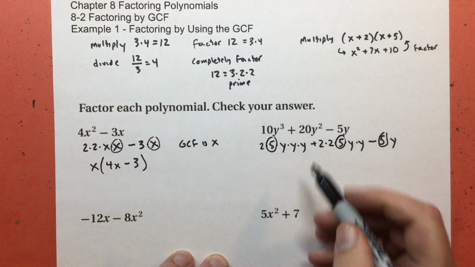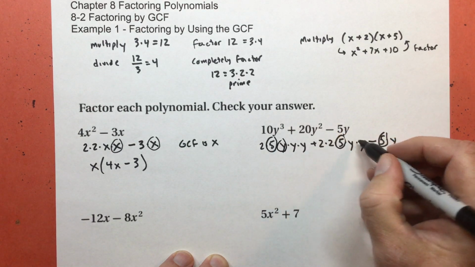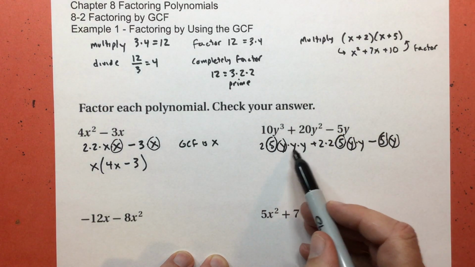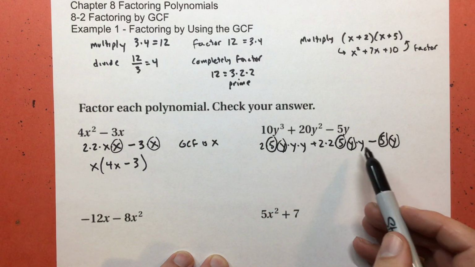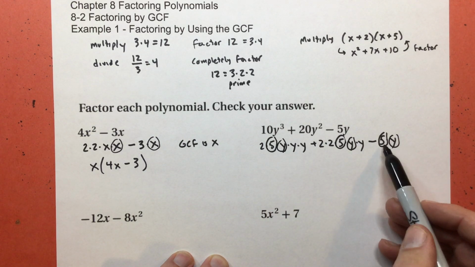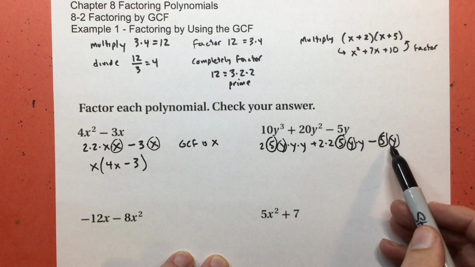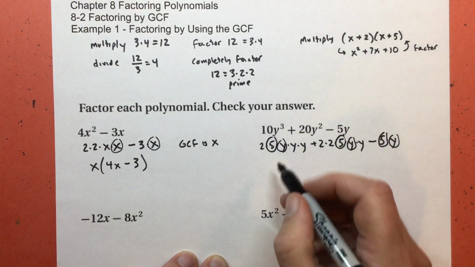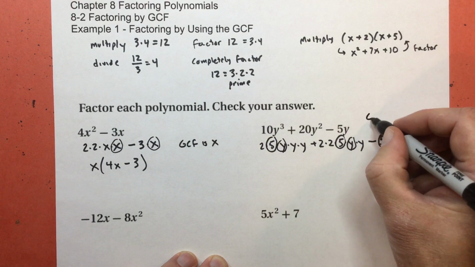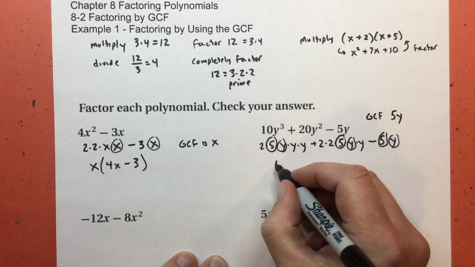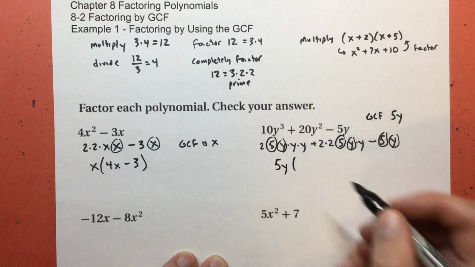So now I start looking at the y's. Here's a y, here's a y, and here's a y. Again, I have more y's here and another y here, but I'm all out of y's in this last term. As a matter of fact, I've taken everything from that last term. I wonder what that means. So my greatest common factor, my GCF for this one, is 5 times y. And I'm going to write that out in front.